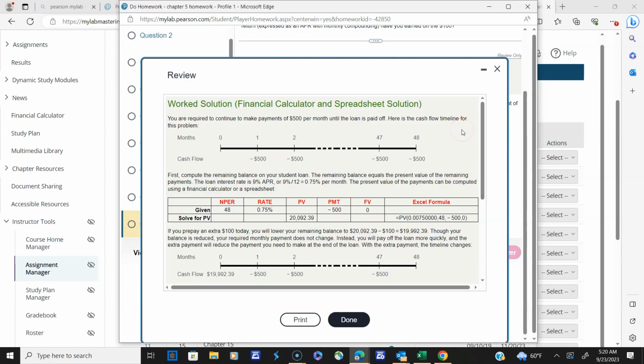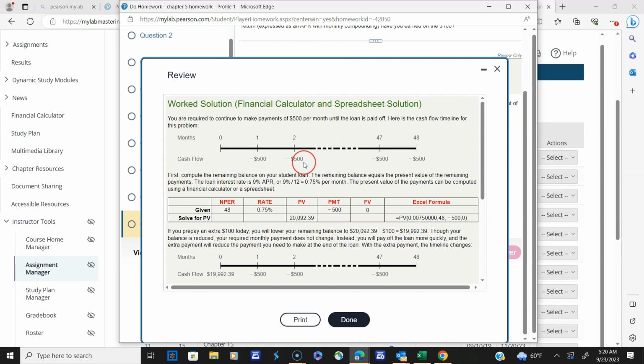All right, so the first thing you have to do is make a timeline, okay? So this is the way it normally will look. This is the way it would look if you did not make the $100 payment, right? Here you are, look, 500, 500, 48 periods, a $500 a month cash flow. I hope everyone's clear, okay?